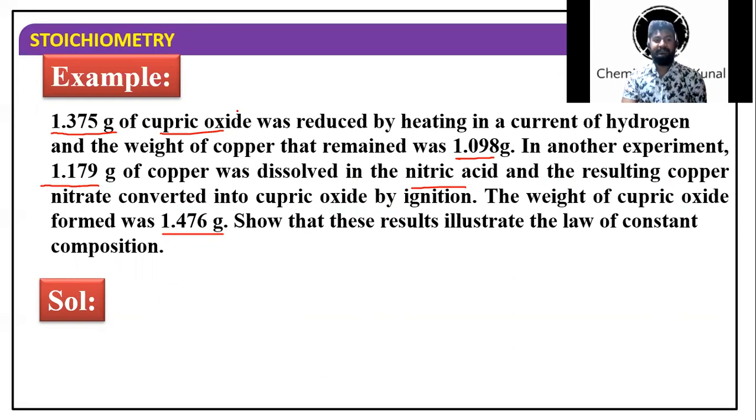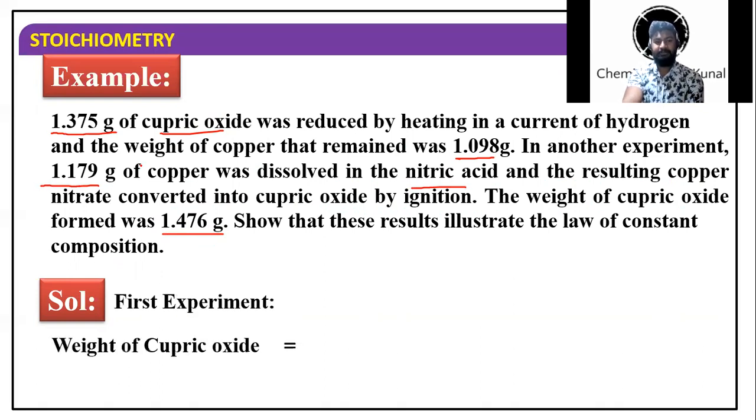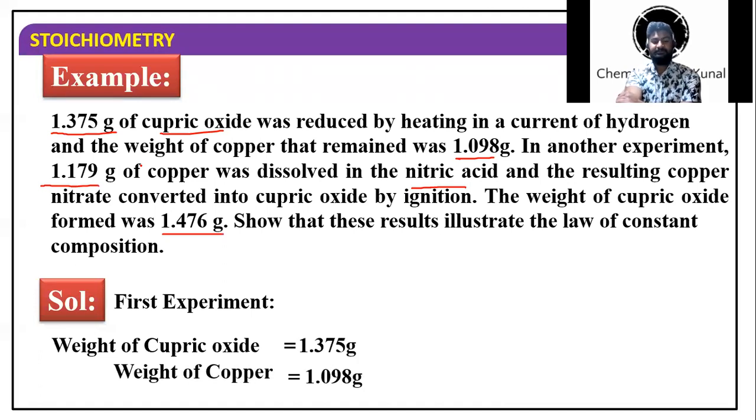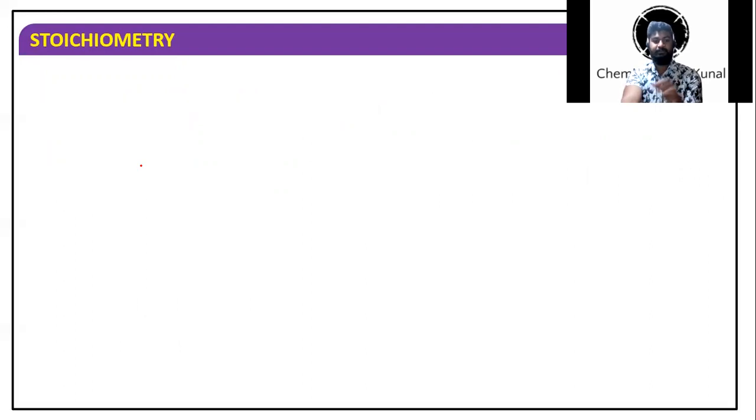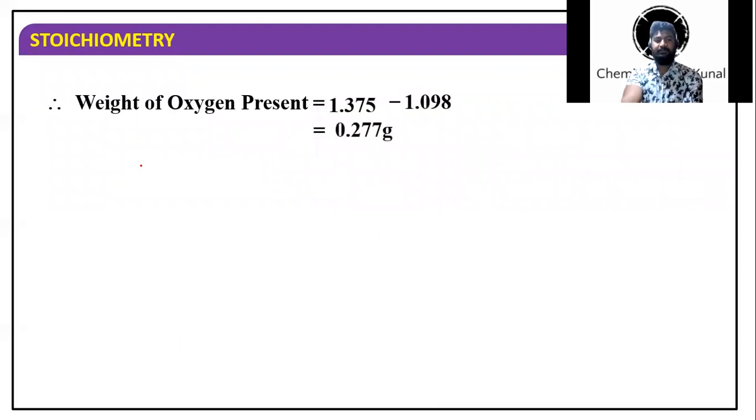So basically, we are getting cupric oxide. There are different sources of getting copper. In the first experiment, what was the weight of cupric oxide? 1.375. What was the weight of copper? It was 1.098. Right now, what's the weight of oxygen present? That would be the weight of copper oxide minus the weight of copper, right? So the amount of oxygen present is 0.277 grams.